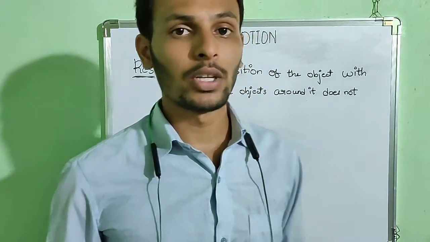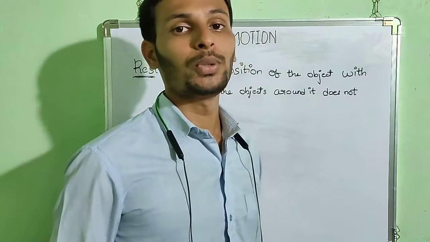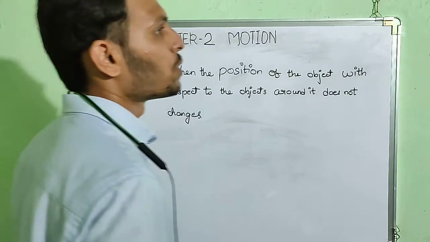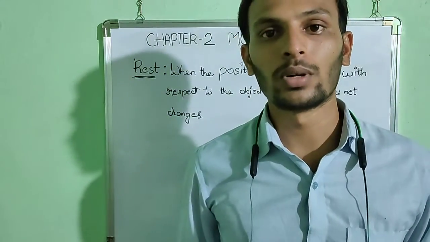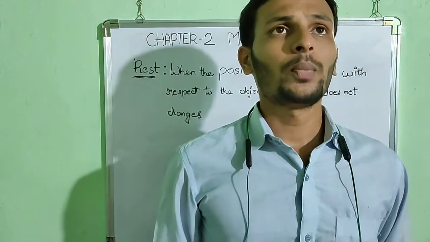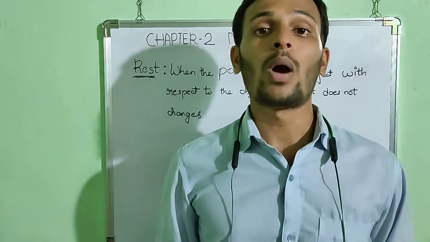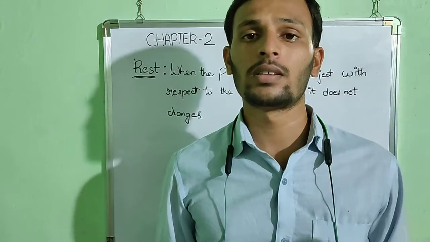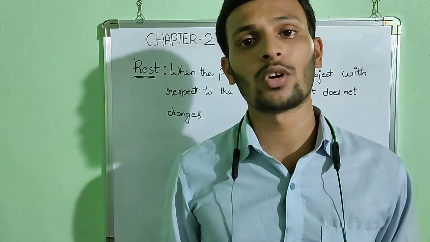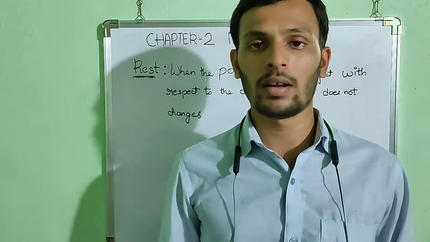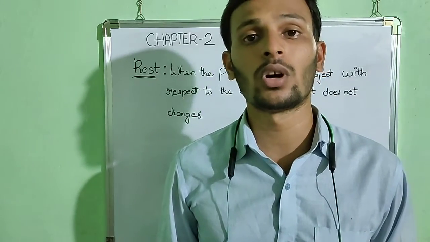We will start a new chapter, chapter number 2, motion. Firstly we'll see the introduction about motion. We have a question over here: how can you tell whether the object is at rest or at motion? How can you declare a certain object is at rest or motion?